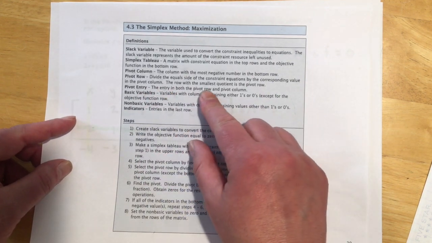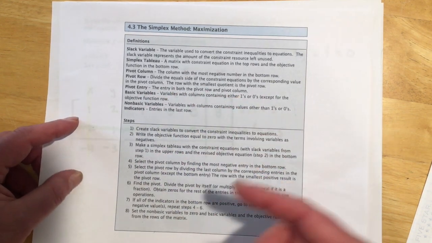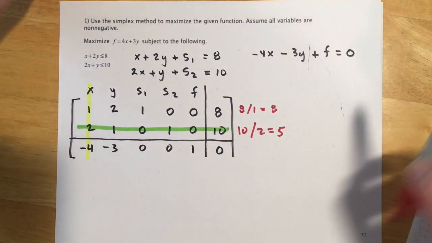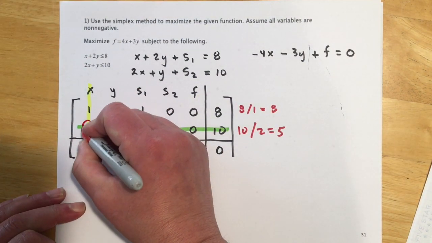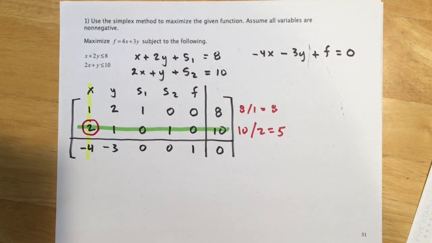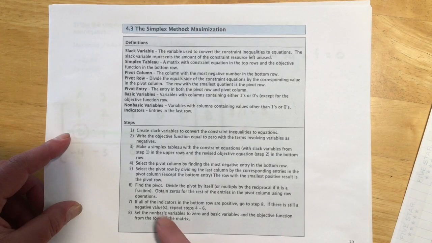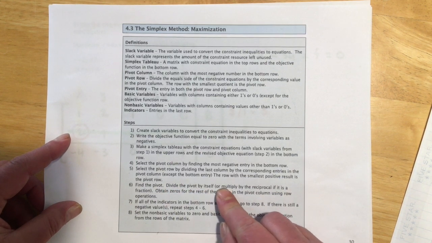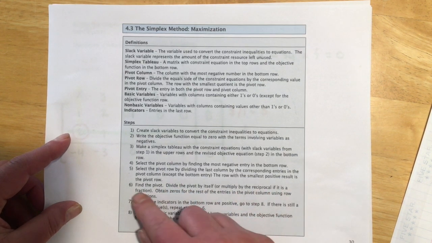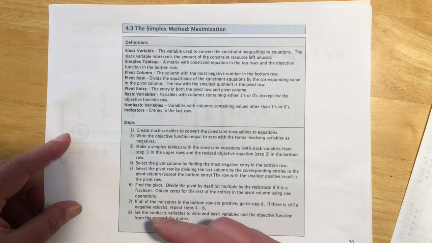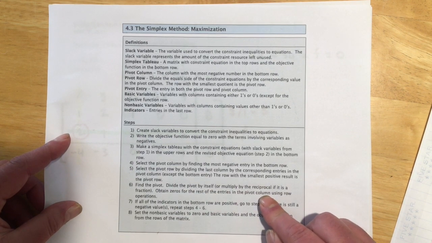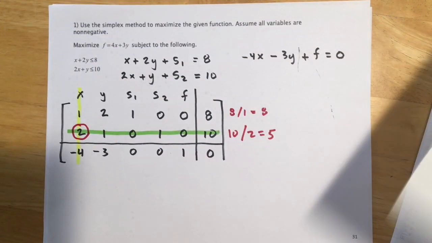So then that gets us to the pivot entry. The entry in both the pivot row and the pivot column. So this is going to be our pivot, and that's step 6 is to find the pivot. So that for us will be right there. Okay, now that we have the pivot, we're back on step 6. We found our pivot. Divide the pivot by itself or multiply by the reciprocal if it's a fraction. So in other words, we're trying to make it 1. Obtain zeros for the rest of the entries in the pivot column using row operations.